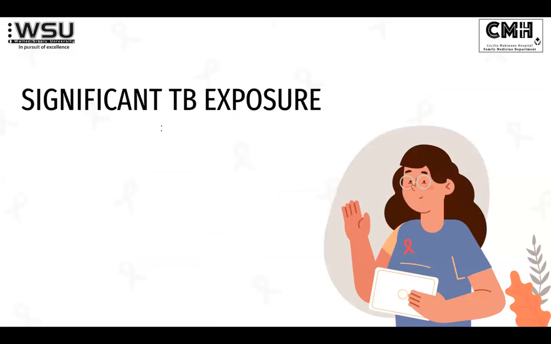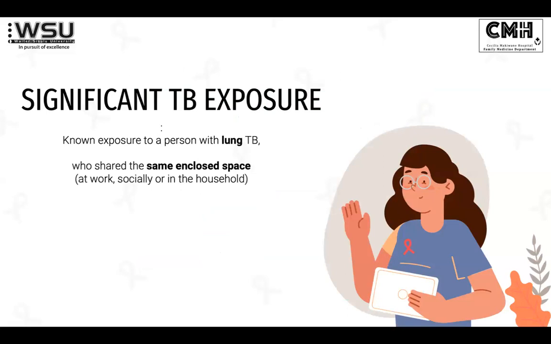So then, of course, it's important to decide who is a contact and what we mean by significant TB exposure. And the definition is basically you must have been exposed to a person with lung TB who has shared the same enclosed space. So that can be at work or socially or in a household setting for 1 or more nights. So even 1 night will be considered exposure. Or, and very important, for frequent or extended daytime periods. So remember, this is an enclosed space. So you'll have to take a really careful history in terms of how they're working and how they're spending their days to identify who would be classified as a contact.